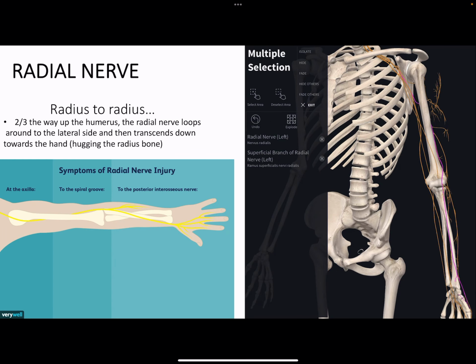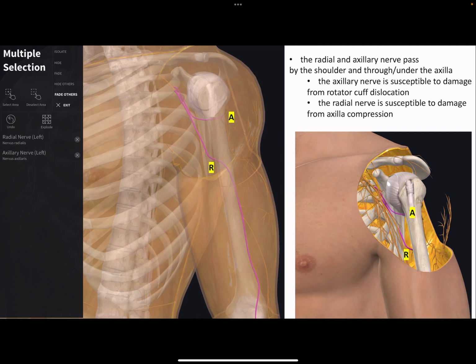The radial nerve. About 2/3 of the way up the humerus, the radial nerve is coming in. Remember, it comes from the same cord, the posterior cord, that the axillary nerve comes from. It also kind of goes through the axilla a little bit. We'll talk more about that later. It snakes around about 2/3. So this is the top third, and this is the bottom 2/3 of the humerus. It snakes around, and then it travels down the lateral side. And it's called the radial nerve because it starts hugging the radius as it moves down.